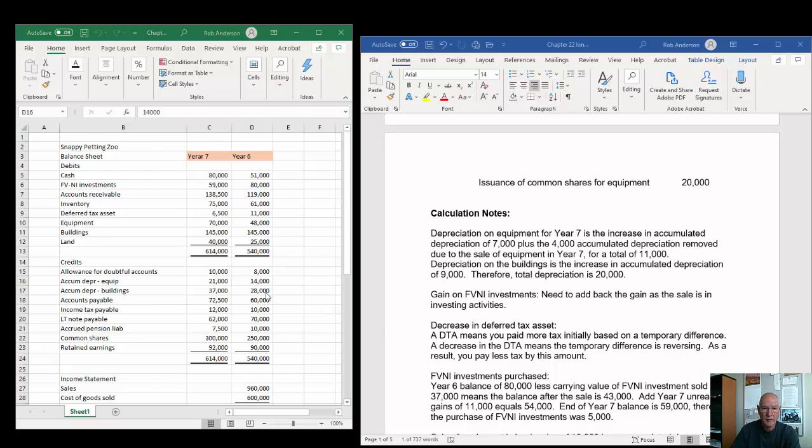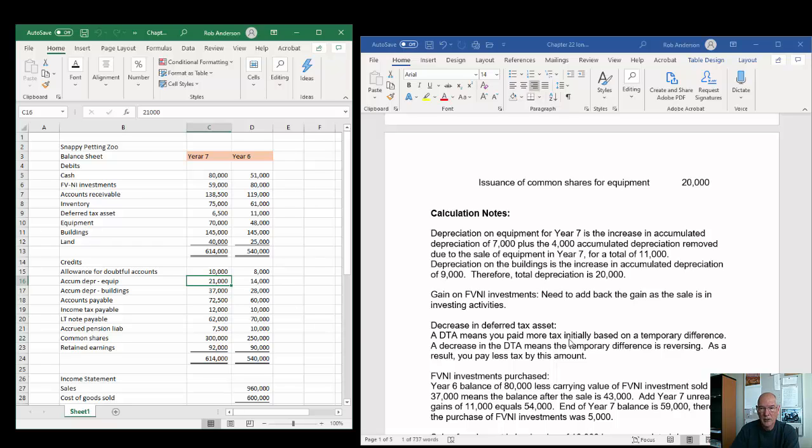I could start with that 14, and I could say, well, we sold equipment with accumulated depreciation of 4. So the first thing I'm going to do is take away the 4. I'm back at 10. So how did I get to 21? Well, I had depreciation expense of 11.